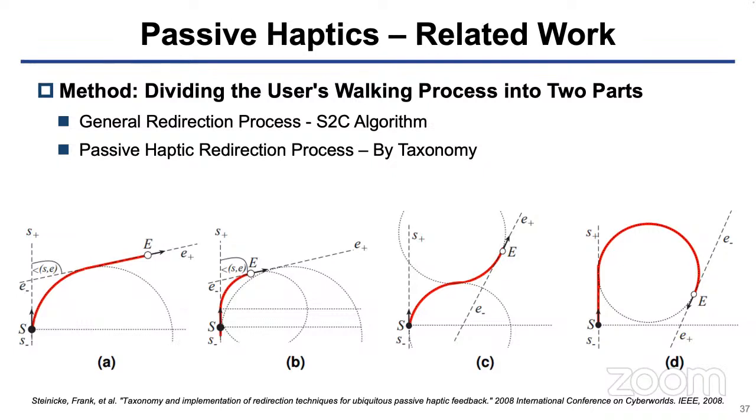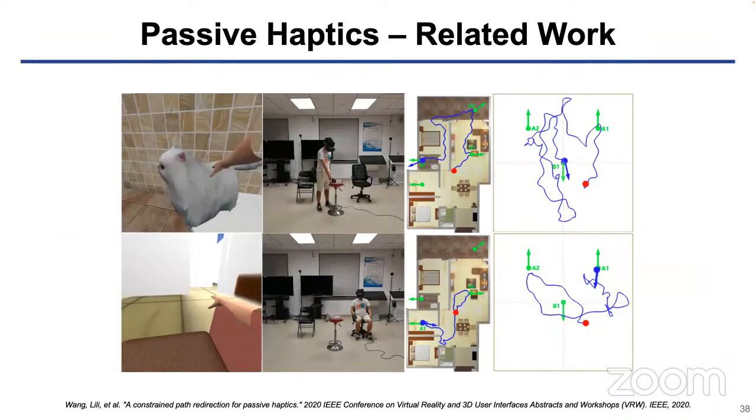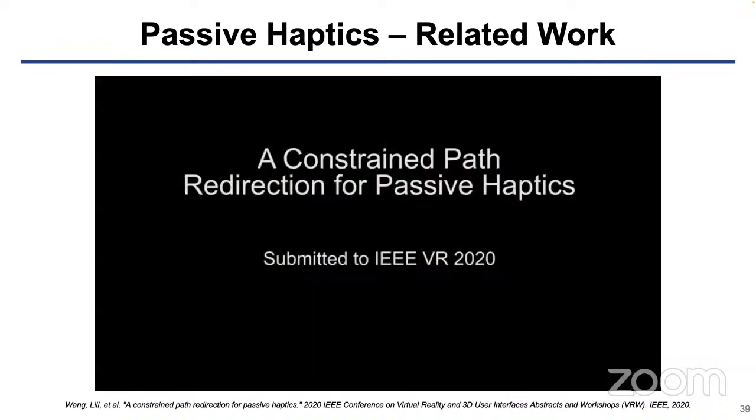And following Steinicke's work, Professor Wang proposed a constrained path redirection for passive haptics. So here is an example and a demo of the work.